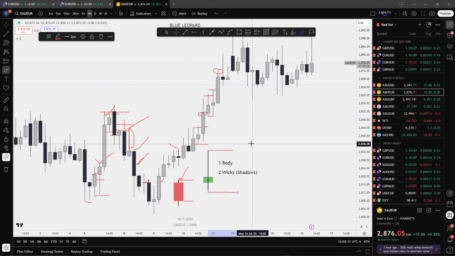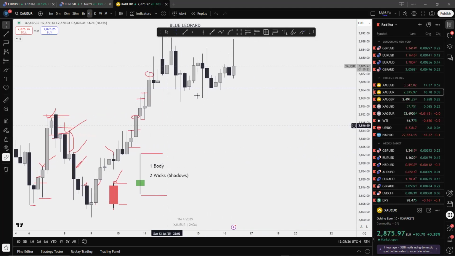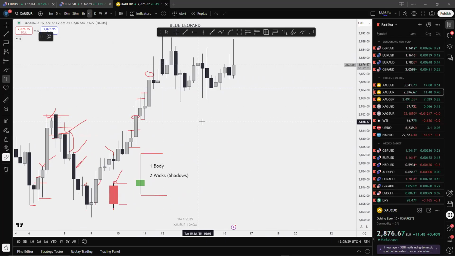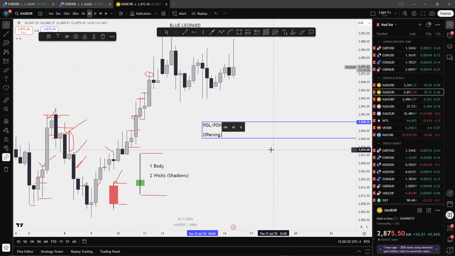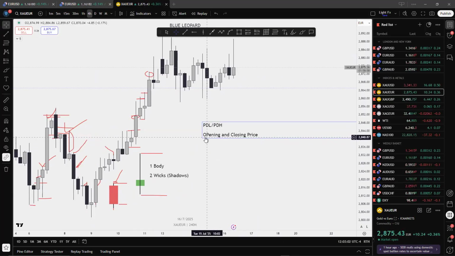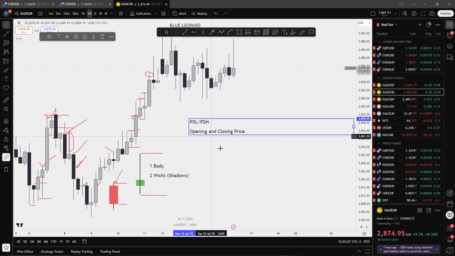Every candle will give you this for information. It means every day when we wake up, we have a gift. We know what the previous daily low is. We know what the previous daily high is. We know the opening price and the closing price of every previous candle. These four elements can tell you where the next candle is going if you learn to read it right.